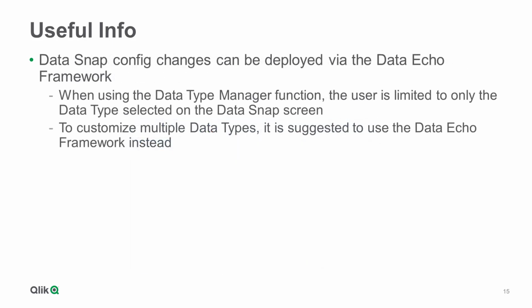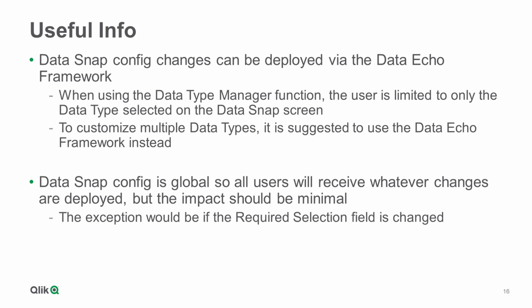DataSnap config changes can also be deployed via the DataEcho framework function. When accessing the config using the DataType Manager function, the user is limited to only the data type that was selected on the DataSnap screen. If there is a need to customize multiple data types, it's probably more efficient to access the DataEcho framework instead. The DataSnap config is global, so all users will receive these changes, but the impact on them is generally minimal since most fields are optional.